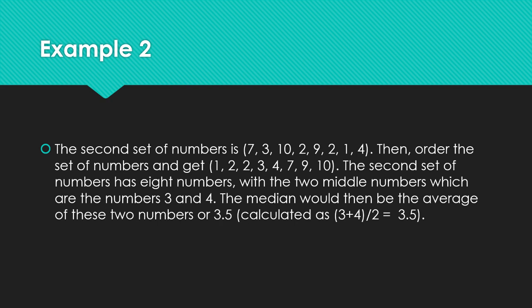Then, put the set of numbers in order and get 1, 2, 2, 3, 4, 7, 9, and 10. The second set of numbers has 8 numbers. With the two middle numbers, which are 3 and 4, the median would then be the average of those two numbers, which is 3.5.